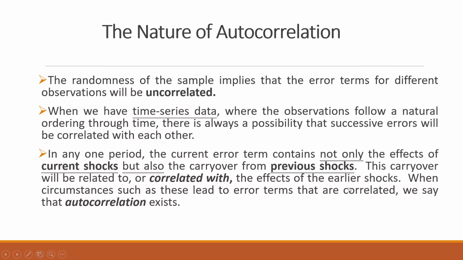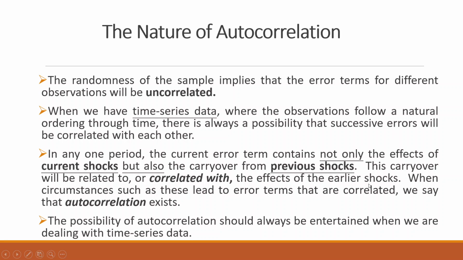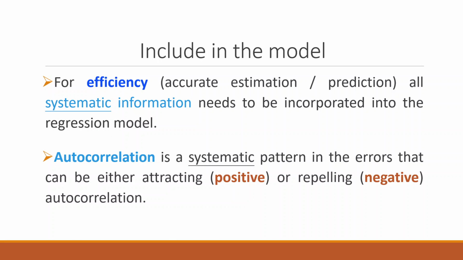As for the nature of autocorrelation, the randomness of the sample implies that the error terms for the different observations will be uncorrelated. But this does not happen in time series data because the successive errors will be correlated with each other. It is also possible that the current error term contains not only the effect of current shocks but also the carryover from the previous shocks. They are correlated, and because of this, the autocorrelation exists. The possibility of autocorrelation should always be entertained when we are dealing with time series data. For a better model, always include this in the model.